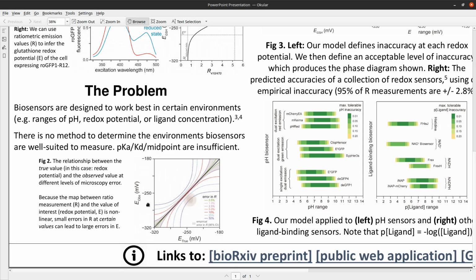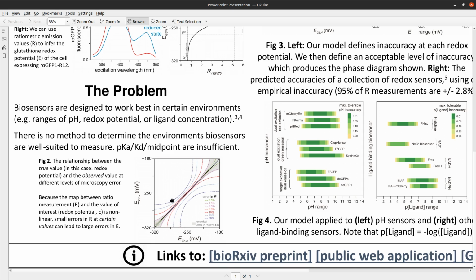Here's a plot of observed versus expected redox potentials for our sensor. And the black line is what would happen in a perfect world with infinite accuracy. In other cases, the error explodes as you get further from some center point. But the center point isn't the midpoint potential. It can be far from the midpoint potential and actually depends on multiple sensor properties. But luckily, this graph is all we need.